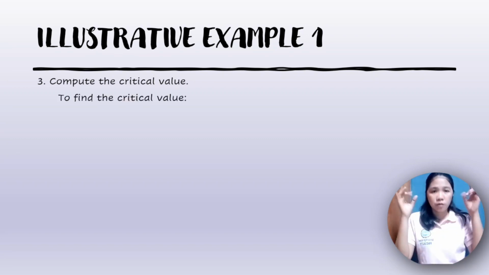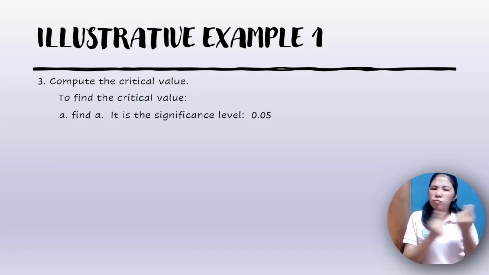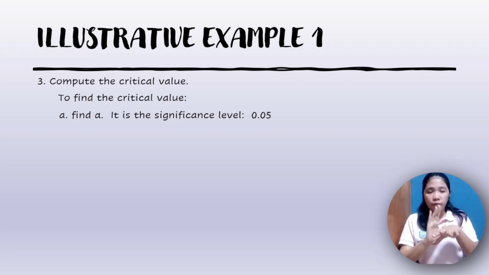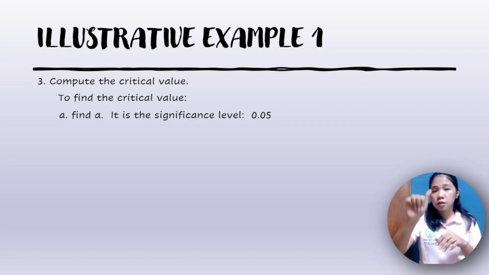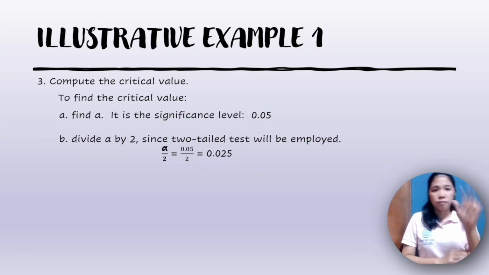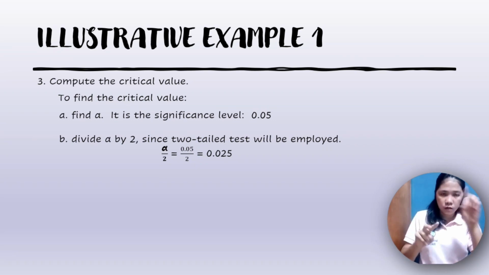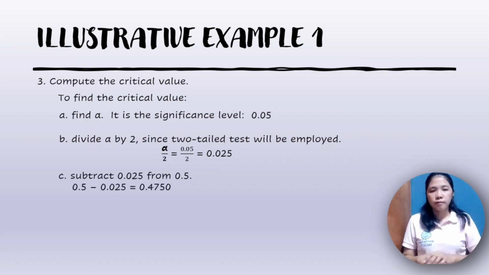How are we going to do that? To find the critical value, letter A, we need to find alpha. It is the significance level 0.05, which is already stated in our problem. Divide alpha by 2 since a two-tailed test will be employed. So 0.05 divided by 2 will give us 0.025.